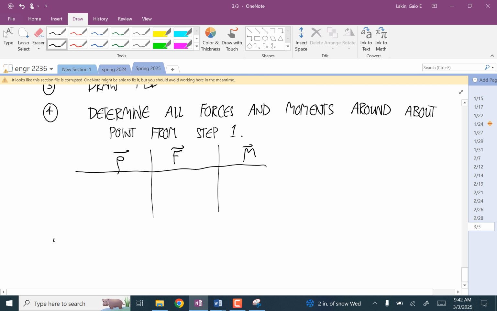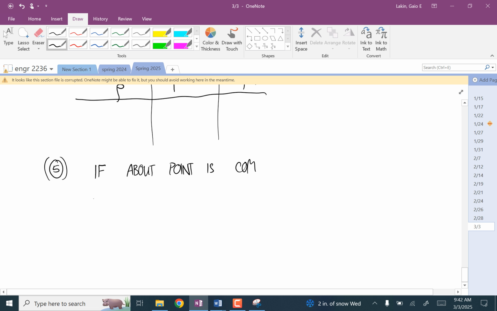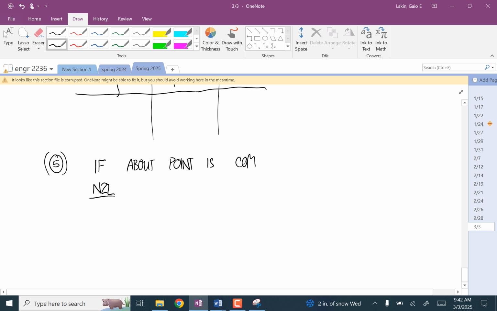Okay, step 5. This is in parentheses because you don't always have to do it. This is only if the about point is the center of mass. Then use Newton's second law. And this will give you 2 equations.